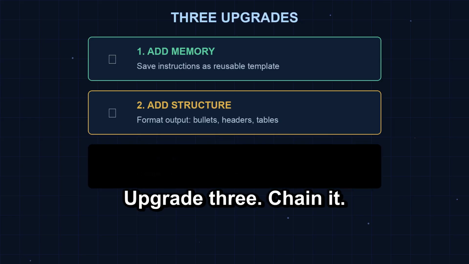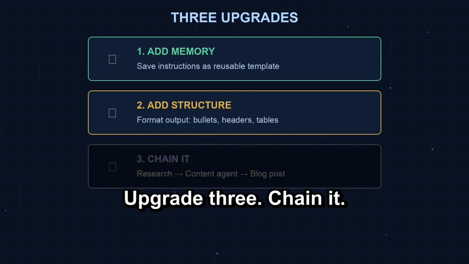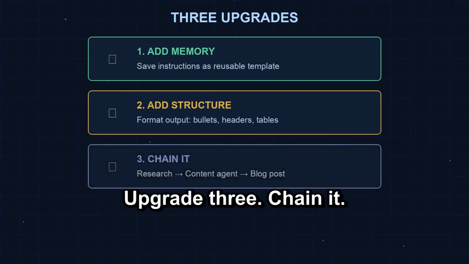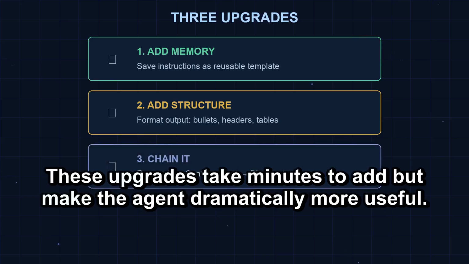Upgrade 3, chain it. Take the research output and feed it into a second step. For example, the research agent finds sources, then a content agent turns that research into a blog post draft. This is how you go from one agent to a workflow. These upgrades take minutes to add, but make the agent dramatically more useful.